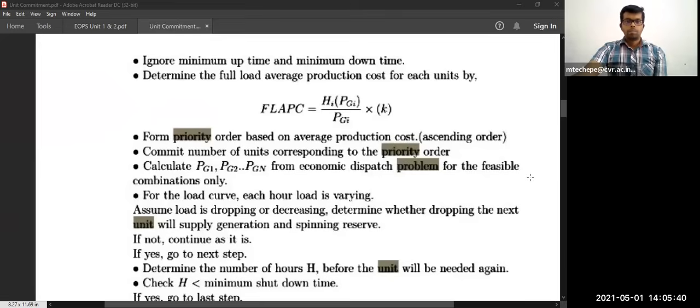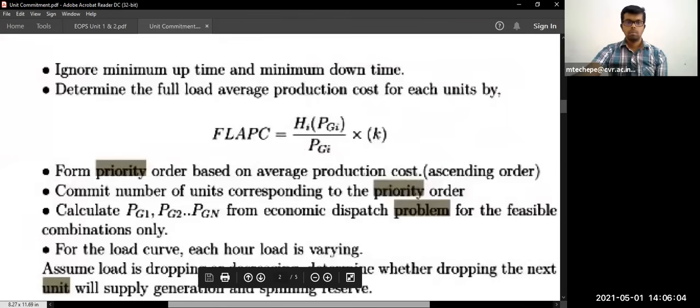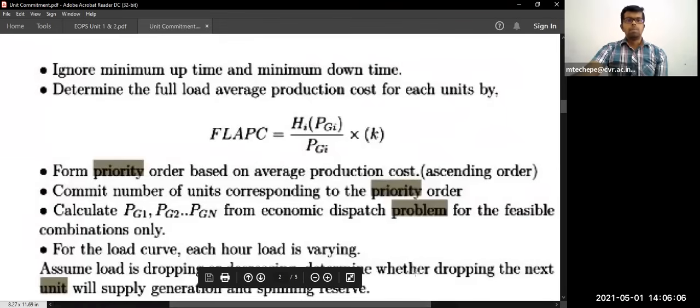Yeah, very good evening. So once again, I am recalling the unit commitment problem, which involves the priority list method. In the priority list method, the very first step is to determine the full load average production cost for each unit.